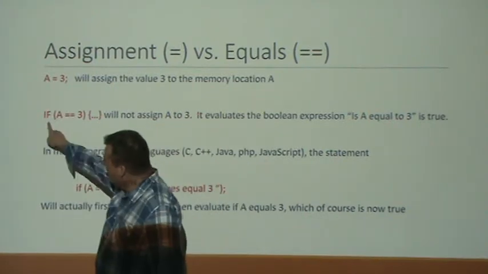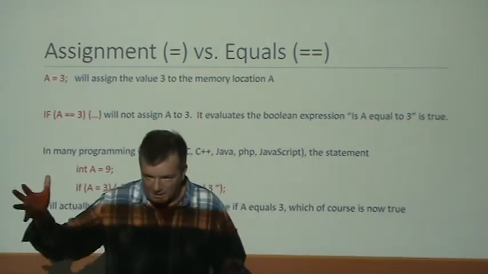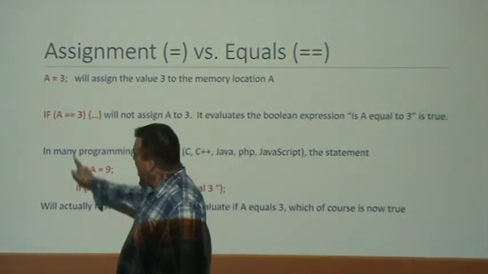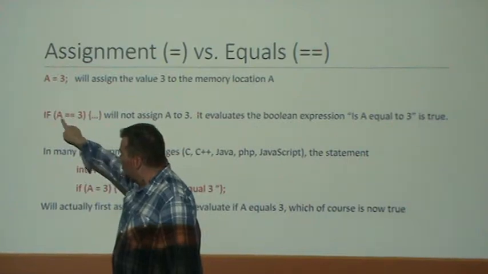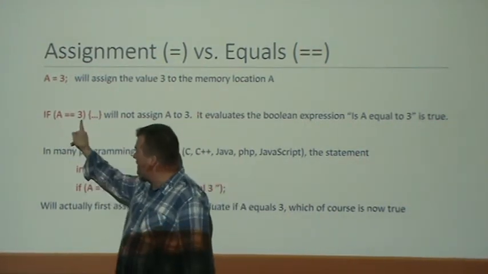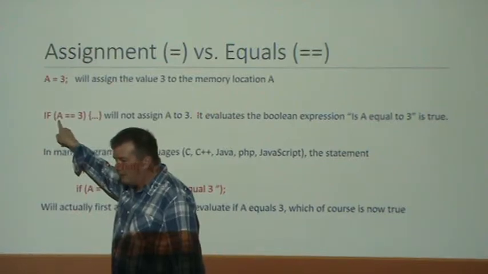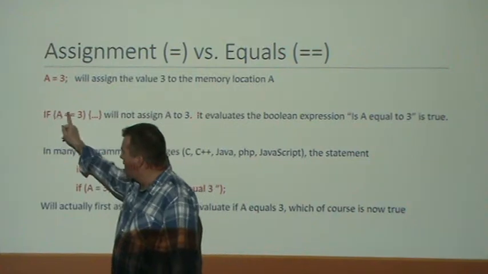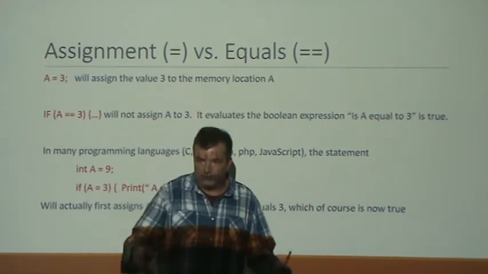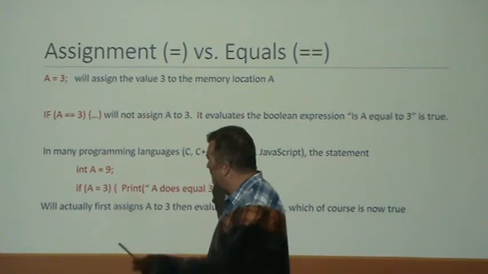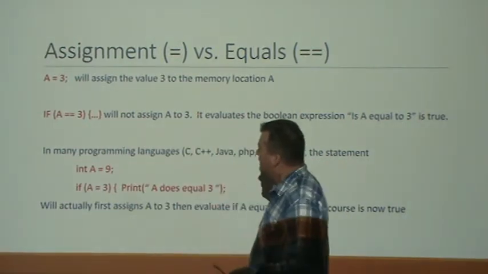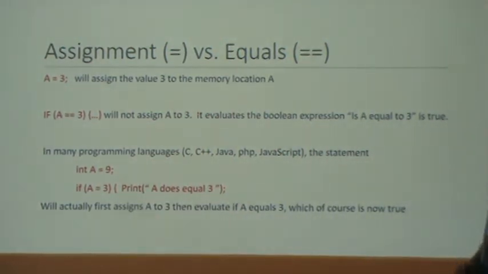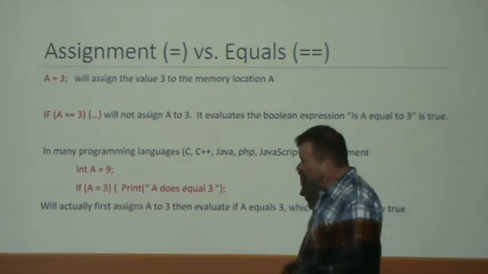But if always is followed by a Boolean expression, something that is either true or false. If A double equals 3, I am not assigning 3 to A. I'm asking the Boolean true or false question: are A and 3 equal in value, true or false? And if so, then this will be my then code. So this will not assign 3 to A. It evaluates the Boolean expression, is A equal to 3?